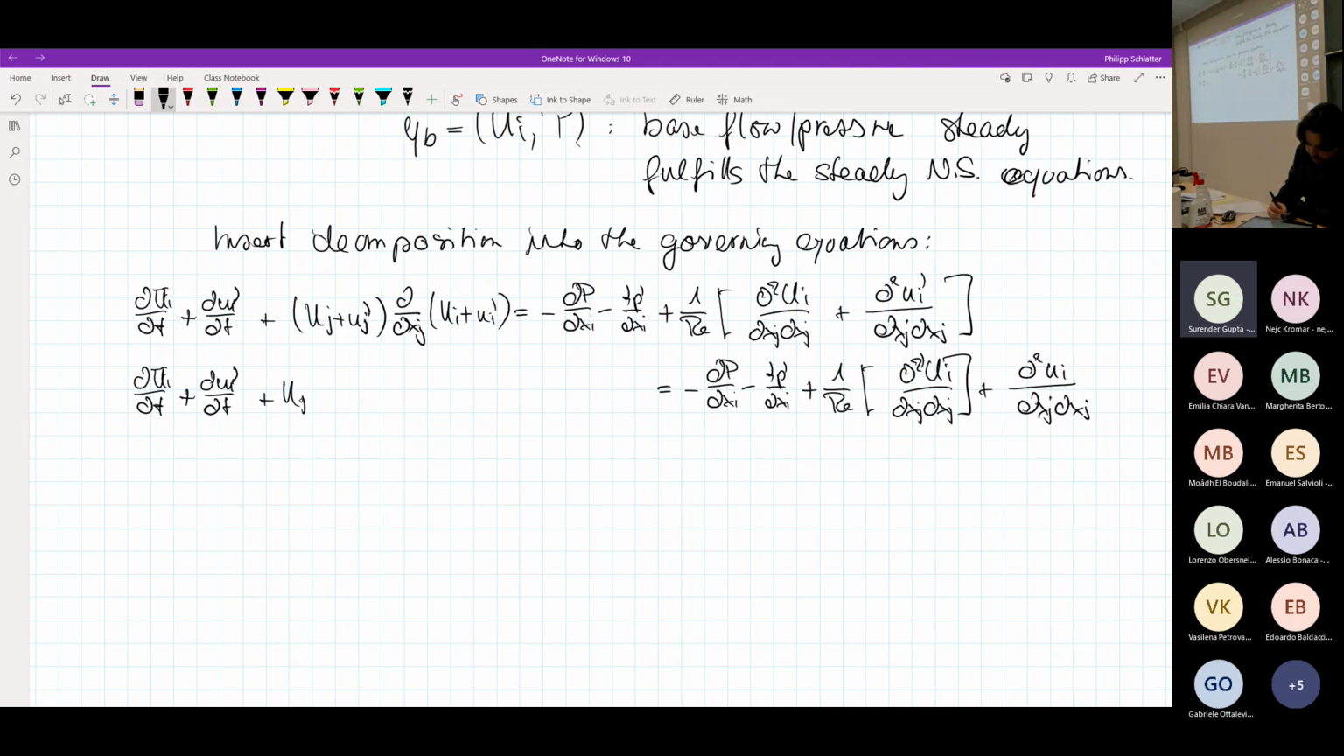So what I get is Uj dUi/dxj. So that was the first one. Then I have Uj dUi prime/dxj plus Uj prime dUi/dxj, and then I have Uj prime times dUi prime/dxj. So it's clear, multiplying these two terms with each other.